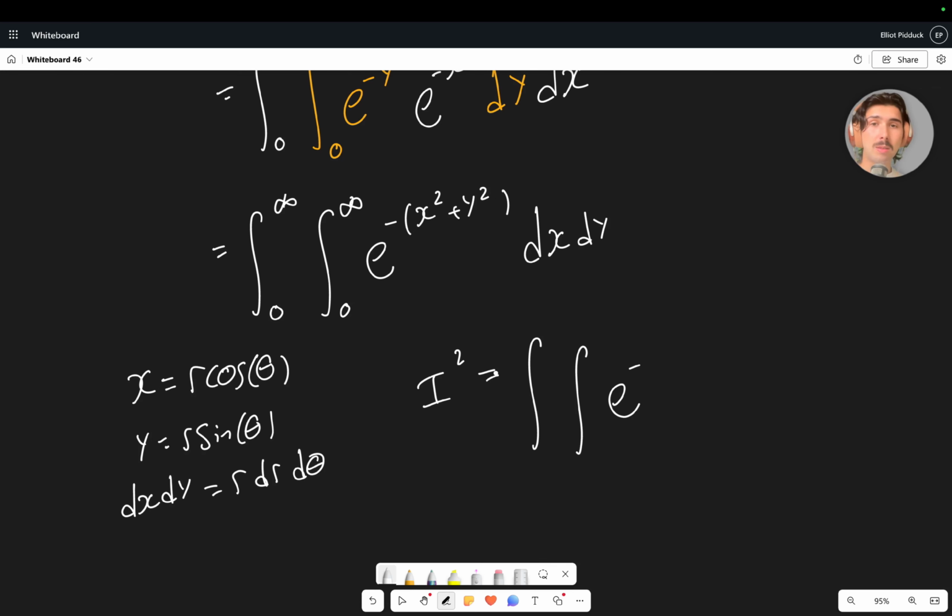When you square them and add them together, because of the Pythagorean trig identity, you end up just getting minus r squared up there. And dx dy is r dr d theta. Now we need to look at the limits. So what would the r limits be?